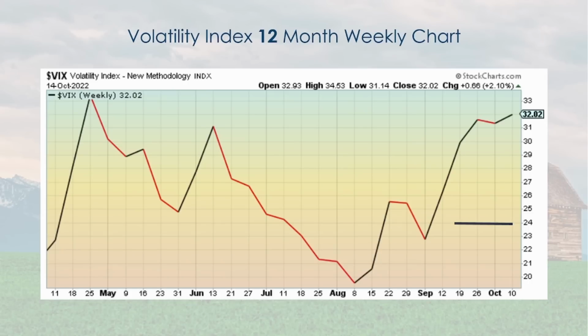The volatility index, no surprise here, is up around 32, and the line I put on there at 24, which I believe is an indication of where risk is higher when the volatility index is above that line, and is lower when it's below that line. That's just my measurement.